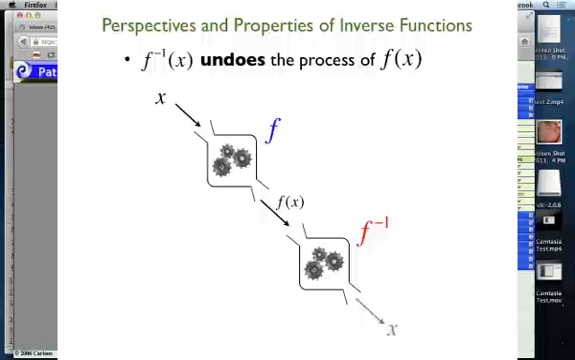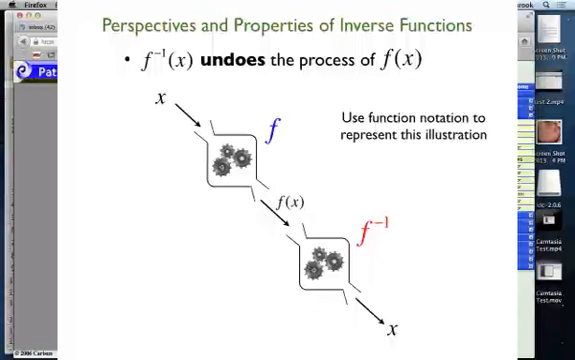Does that work? Because the output of F is the input of G. So what I want you to do is use function notation to represent this whole picture. Can you use function notation to represent the whole picture? See if you can do it.